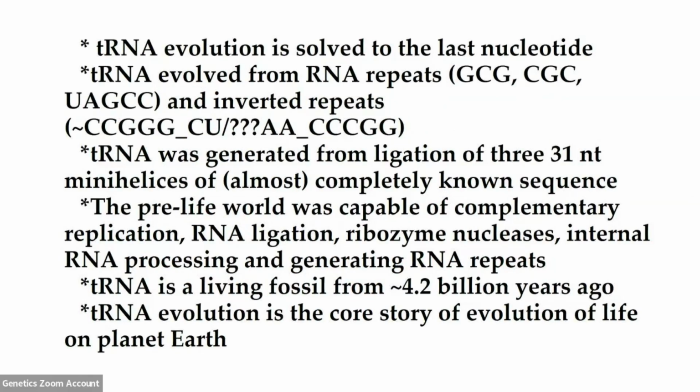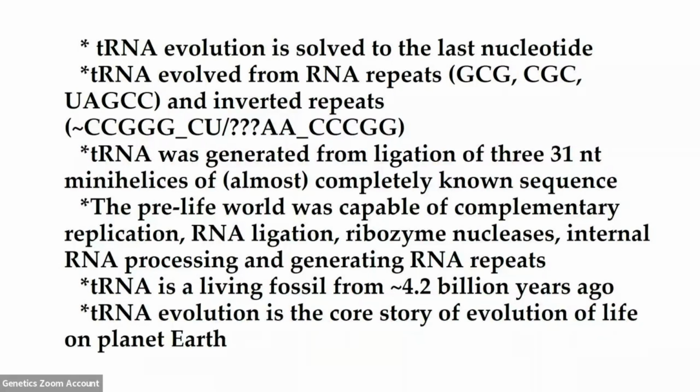What I want to convey to you is that tRNA evolution is solved to the last nucleotide. tRNA evolved from RNA repeats, so GCG, CGC, 5' acceptor stem, 3' acceptor stem, UAGCC, that's the D loop, stem, loop, stem. And this is a specialized loop, a 7 nucleotide loop with a U-turn, a slash after a U. The C interacts with the A and then stacks on the stem. Wobble, Watson Crick, Watson Crick. And this one is part of the reading of that one. So we'll deal with that in some detail.